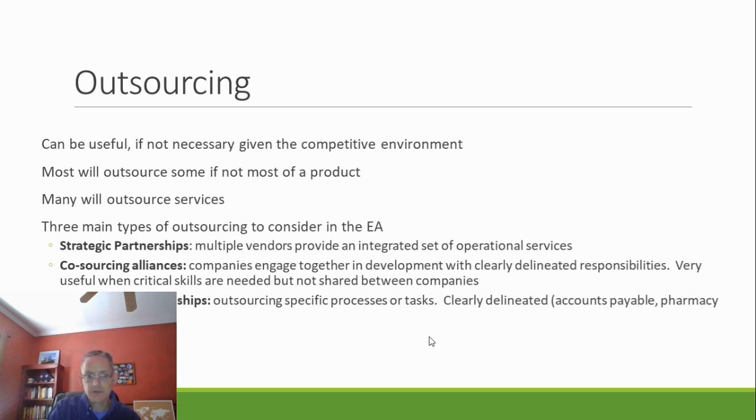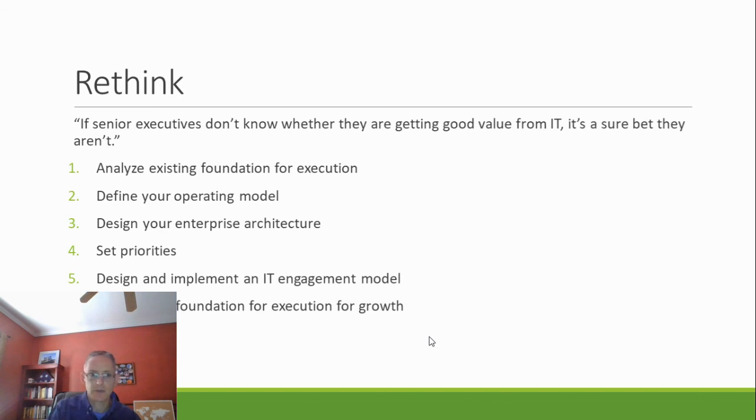But outsourcing can be used. Just make sure you're managing that and owning how you want to do that. If senior executives don't know whether they're getting good value from IT, it's a sure bet that they aren't. That's what you need to come back to. We can't be in conflict, or have our feelings hurt because someone asks, what's IT doing for me? If they don't know, that's our problem. We need to make sure they understand that.